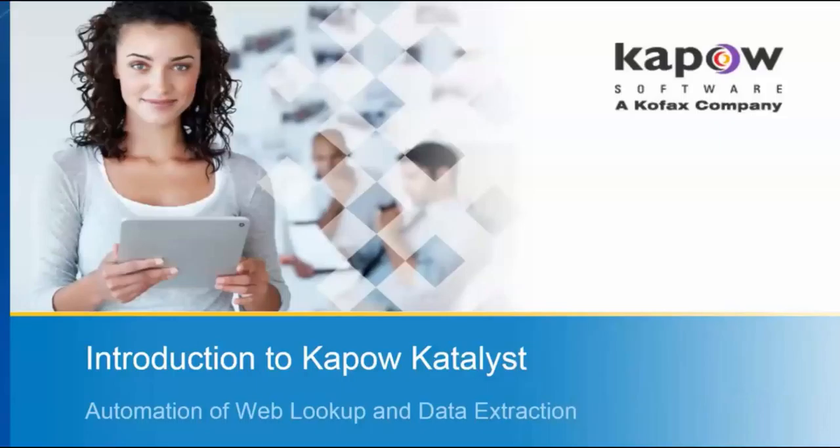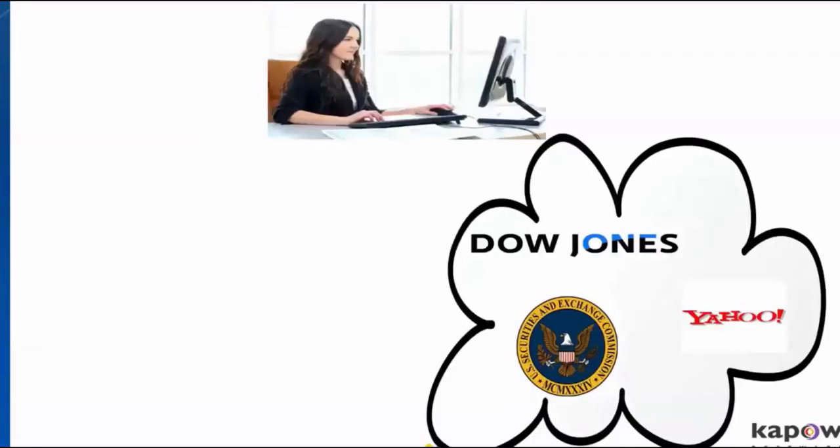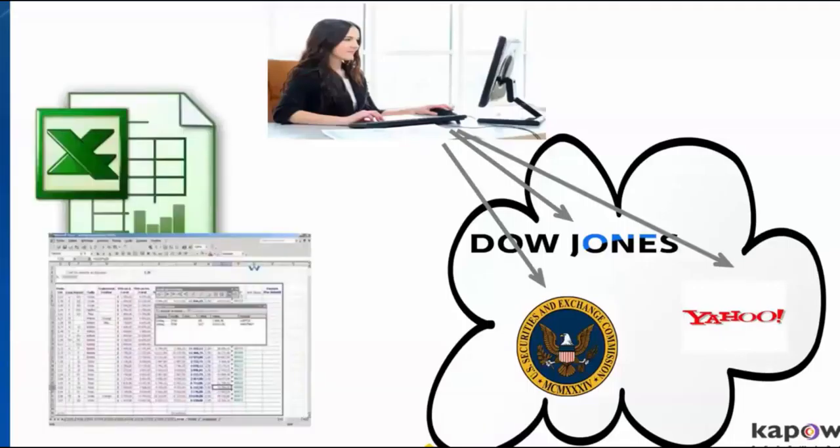To set up the use case, we have an individual, Jane, part of the administrative assistants. She's the assistant to the CFO, and her daily task is to monitor 100 companies for the CFO boss. She goes to different websites, Dow Jones, Yahoo, Security Stock Exchange, finds the information on these companies, copies and pastes it into an Excel spreadsheet, and then presents the information back to her boss.